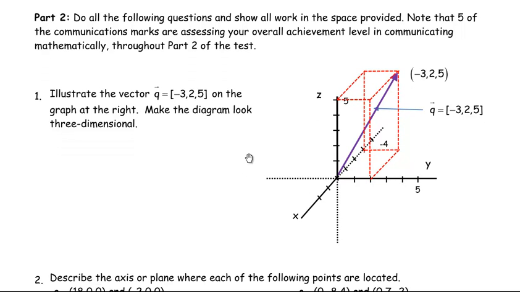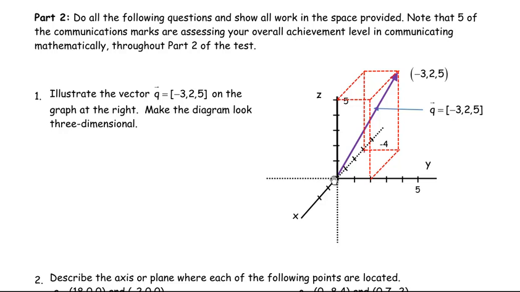In part 2, in number 1 here, it says illustrate the vector q, negative 3, 2, 5 on the diagram and make it look three-dimensional. So the way you make it look three-dimensional is you draw a box or prism around it. So remember, x comes out this way, y that way, and z is straight up and down. So kind of like x is coming out of the page towards you. The x component of negative 3 means we go 1, 2, 3 back here. And then the 2 is positive, so we go 1, 2 in the direction of the y. And then the 5 is positive, so we go 5 up.